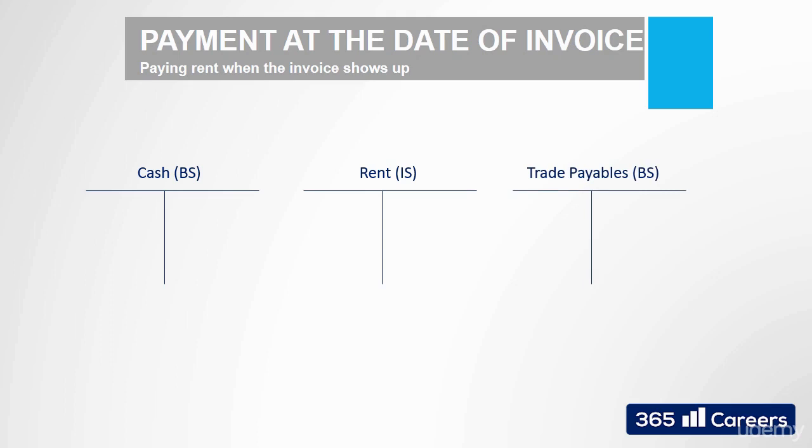Now let's consider the first scenario when the payment and the expense recognition occur at the same time. We will pay $1,000 for rent. Our cash will decrease by $1,000. And because it is an asset, we'll have to credit it for $1,000. And then we'll debit rent for $1,000 because it is an expense and it increases.